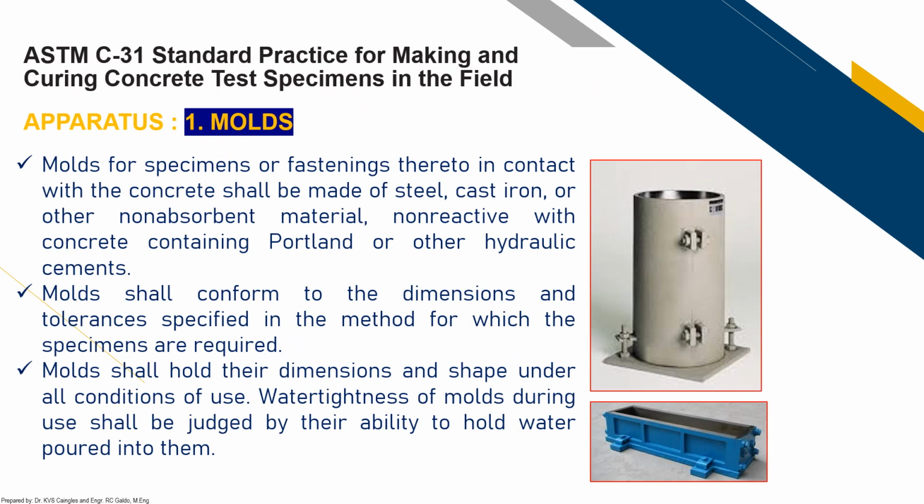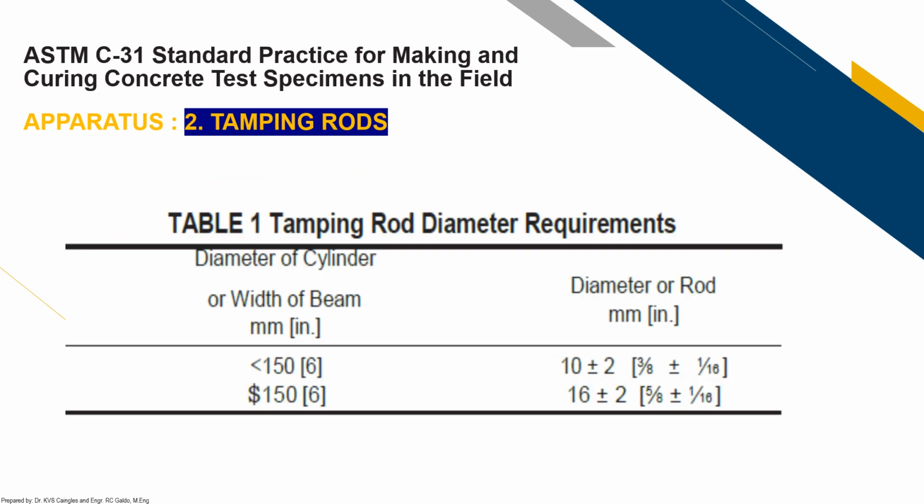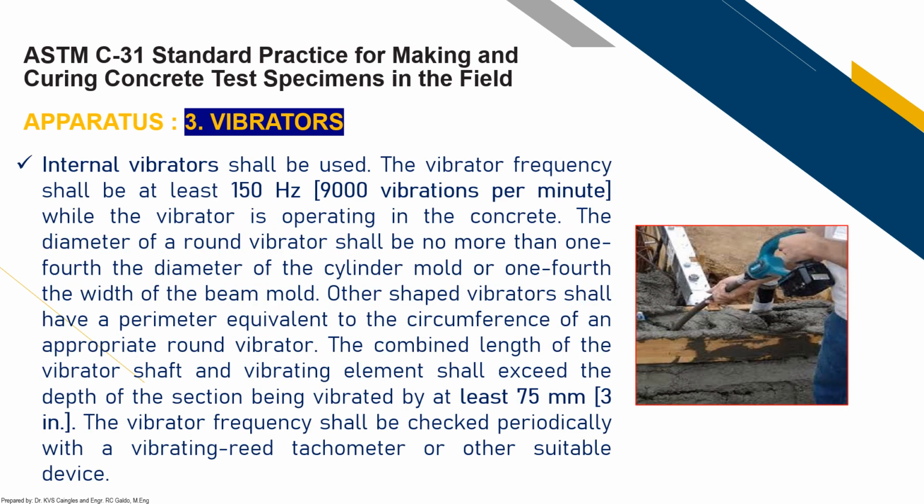As to the apparatus, the components are the same for ASTM C31 and ASTM C192. There are slight differences, but in general, especially on the apparatus and equipment to be used, they are almost similar. The provision for molds is almost the same as in ASTM C192. The same goes for tamping rods. If we have a 6 inch cylinder, we are going to use a 16 mm diameter rod, with a tolerance of plus or minus 2 mm.